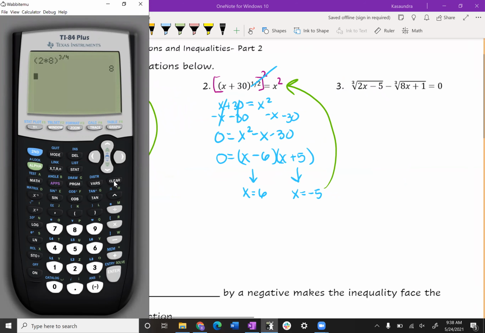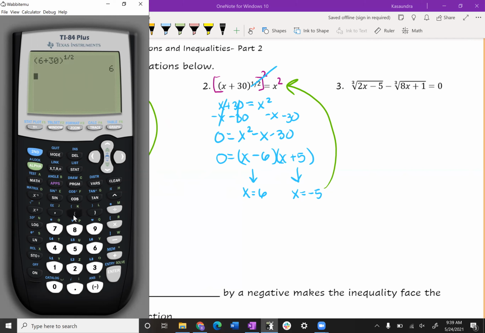Number 2, let's check this guy. I'm going to check them one at a time. I'll check the 6 first. So 6 plus 30 raised to the 1/2, which, like I said, you can really just do that as a square root. It's the same thing as a 1/2 exponent. So does that equal the x? Does that equal straight up 6? Yes, it does. Okay, so the 6 worked.